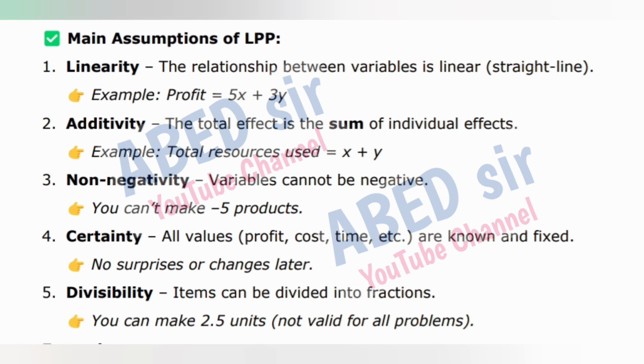2. Additivity. The total effect is the sum of individual effects. Example: total resources used is equal to x plus y. 3. Non-negativity. Variables cannot be negative. You can't make -5 products. 4. Certainty. All values, profit, cost, time, etc., are known and fixed. No surprises or changes later. 5. Divisibility. Items can be divided into fractions. You can make 2.5 units, not valid for all problems.